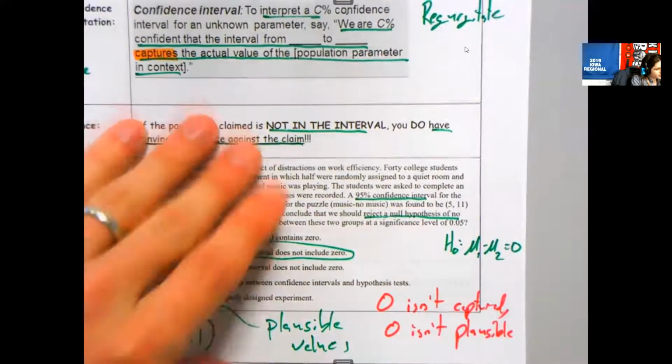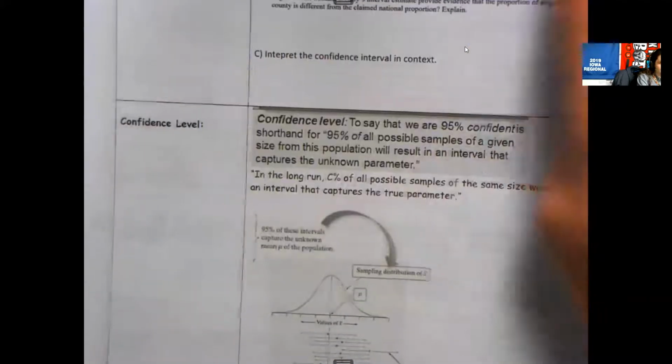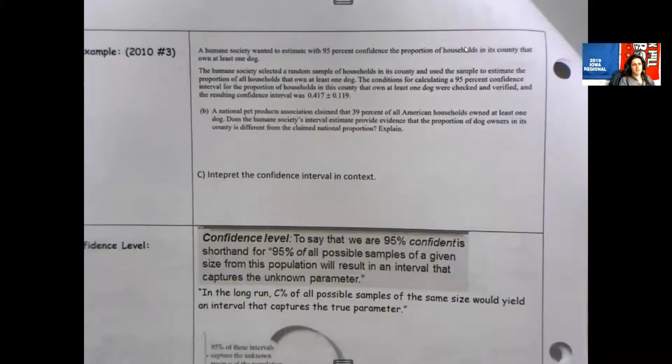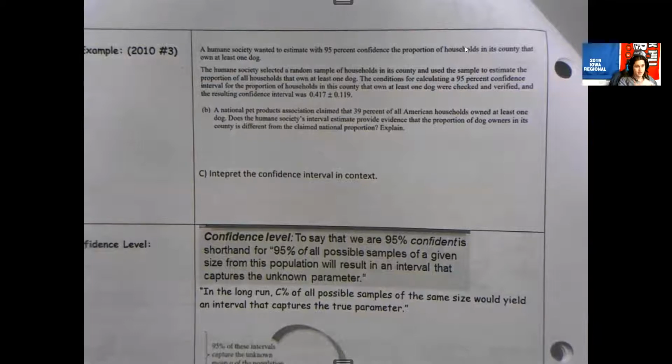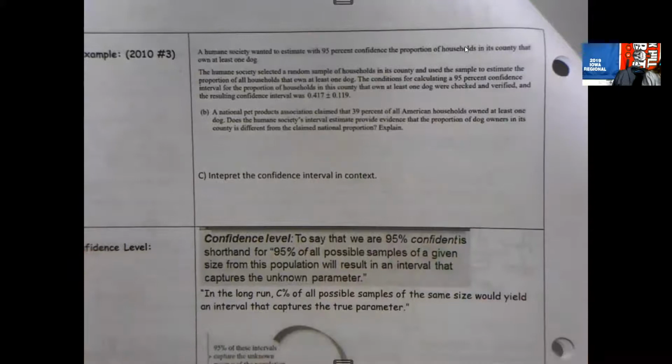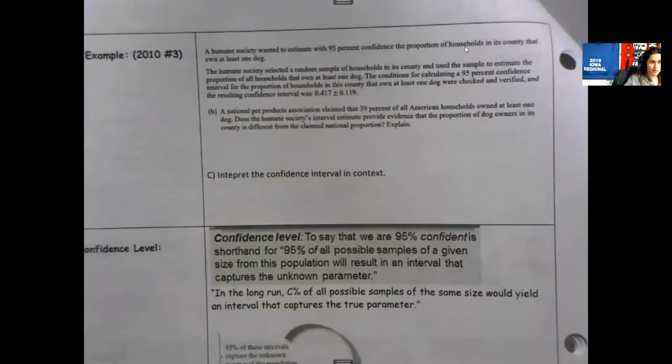So what do we have left to do? A little bit more on confidence intervals. We have to interpret these things. What do these things mean? What is a confidence level? All right, so the humane society. I think we've seen some of this problem before. The humane society wanted to estimate with 95% confidence the proportion of households in the county that own at least one dog. And we got this. Okay, take a moment, read this. Conditions for calculating a 95% confidence interval were checked and verified, and the resulting interval was 0.417 plus or minus 0.119.